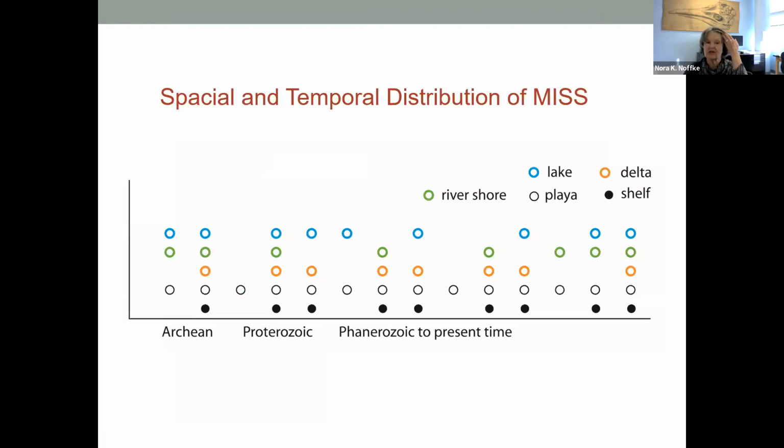MISS are known from the entire fossil record. They occur in clastic sediments since the early Archean until today. And you can see we know them from deltas, from shelf settings, lakes, playas, and so forth. So interestingly, we can study their formation in the modern to have data to understand the formation and to also understand evolution of prokaryotes in course of Earth history.